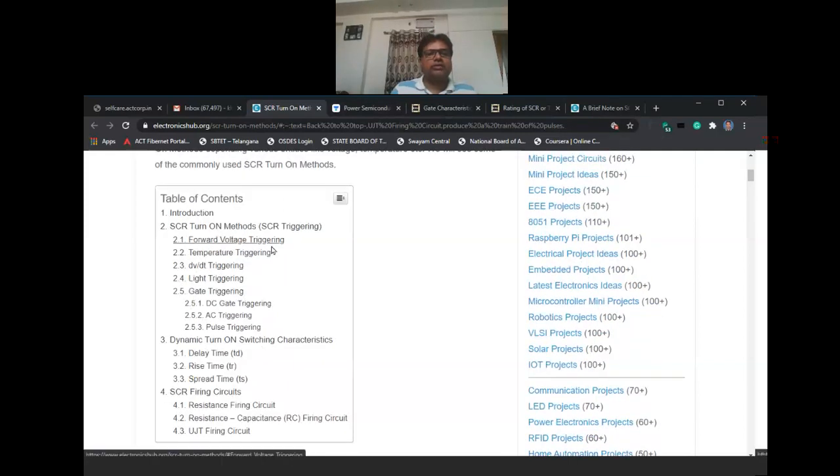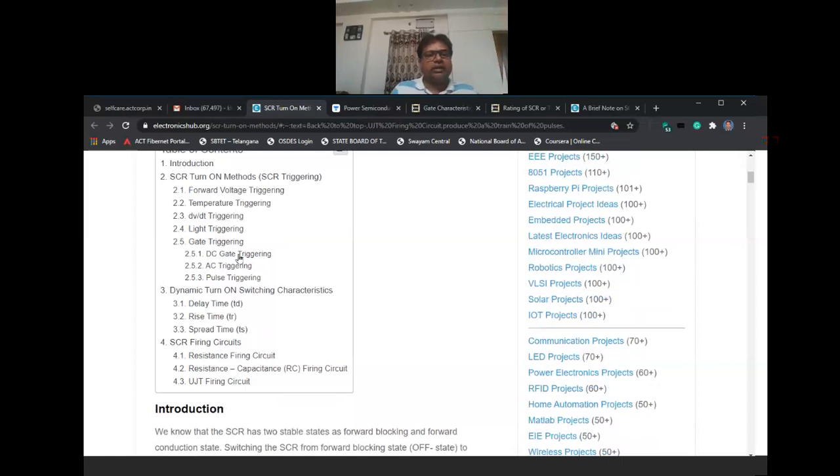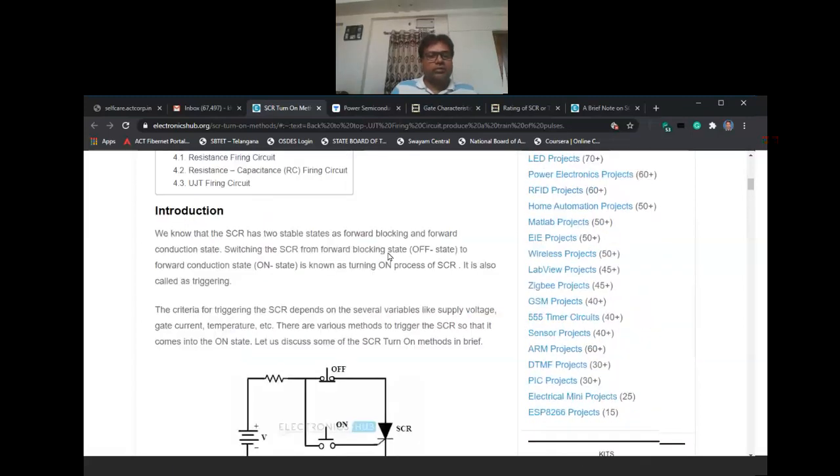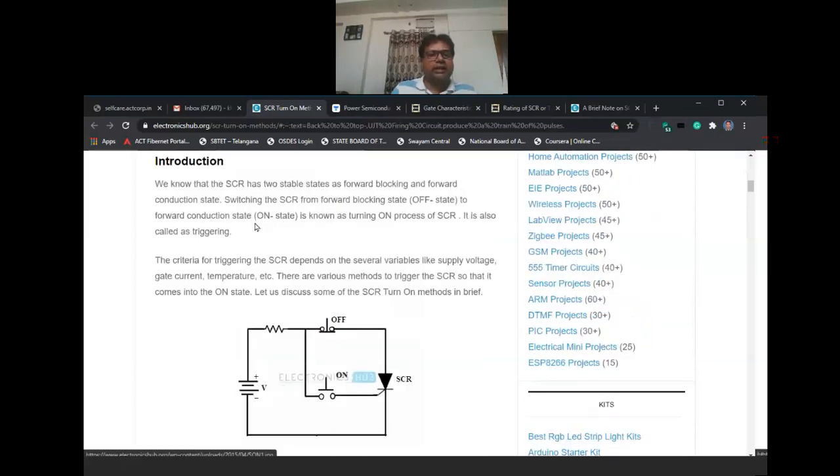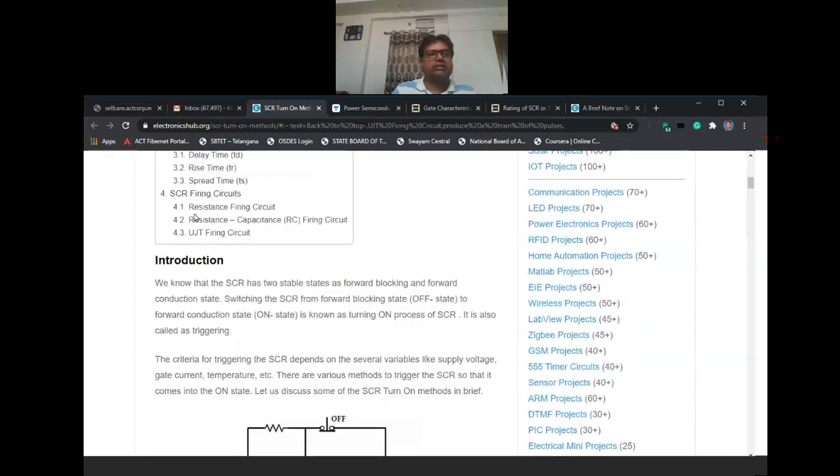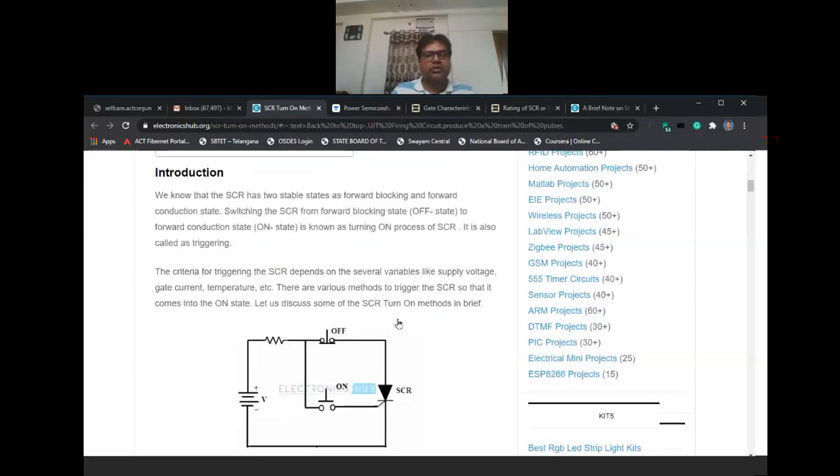See here also it is given, SCR turn-on methods: forward voltage triggering, temperature triggering, dV by dt triggering, light triggering and gate triggering. And in gate triggering again, there are DC gate triggering, AC gate triggering, pulse triggering. There are so many methods in gate triggering also. Gate triggering is nothing but a procedure by which we make some current flow from the gate terminal into the cathode. That can be done in many ways, which are shown over here.